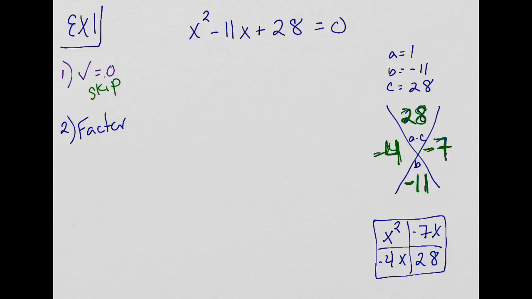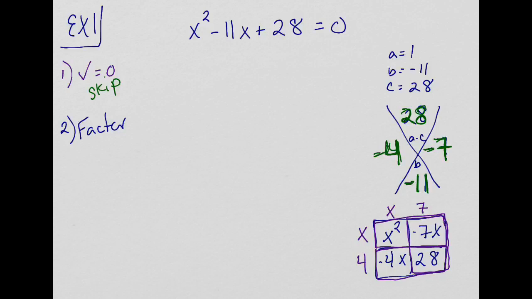So now I'm ready for my GCFs. X squared and negative 4x, the first column, have a GCF of just 1x. The second column, negative 7x and a positive 28, have a GCF of 7. My first row, x squared and negative 7x, have a GCF of just 1x. Negative 4x and positive 28 have a GCF of 4.